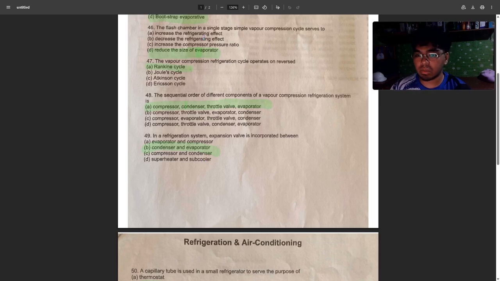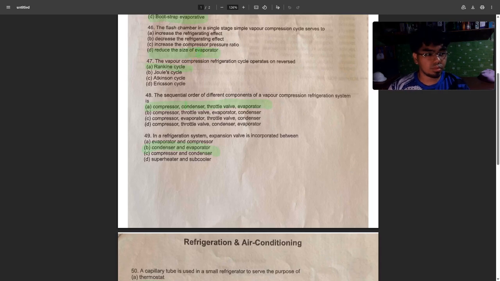The flash chamber in a single stage simple vapor compression cycle serves to A. Increase the refrigerating effect. B. Decrease the refrigerating effect. C. Increase the compressor pressure ratio. Or D. Reduce the size of evaporator. So for this problem, the correct answer would be letter D, to reduce the size of evaporator.